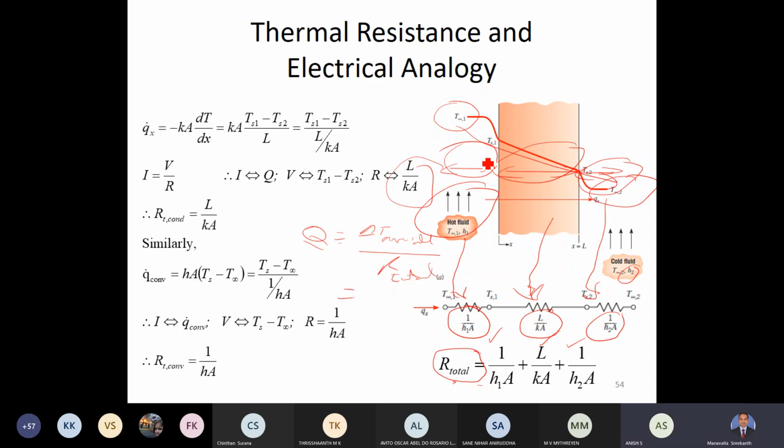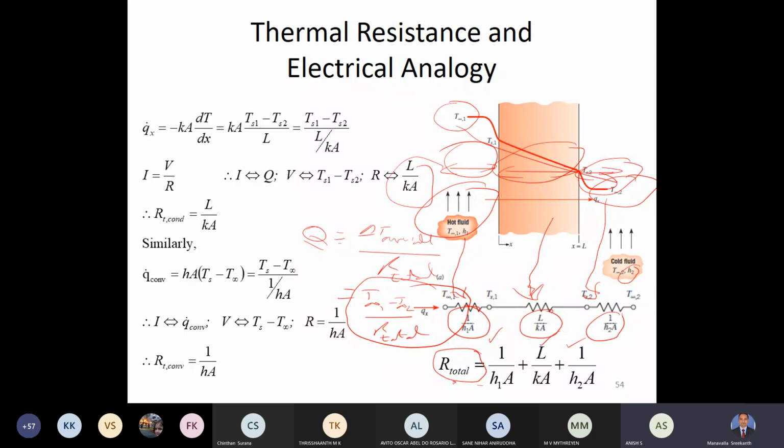For this case, I can write it as T infinity 1 minus T infinity 2 divided by R total. In this way, I can calculate the heat transfer for this case. So this is the way in which we use electrical analogy, and it's a simple approach. Even though many assumptions have been made in this, it's a simple approach, but the advantage is that many complex problems can be solved.